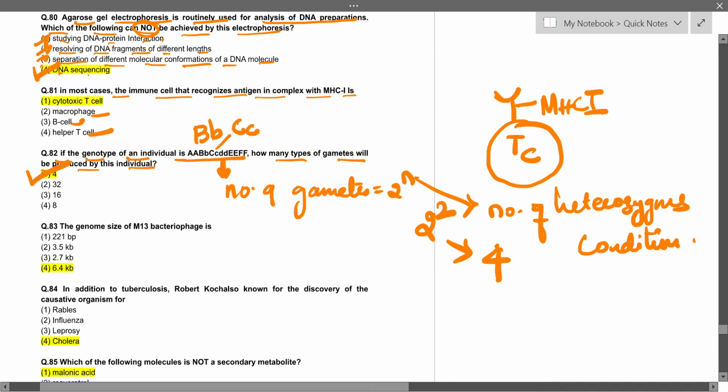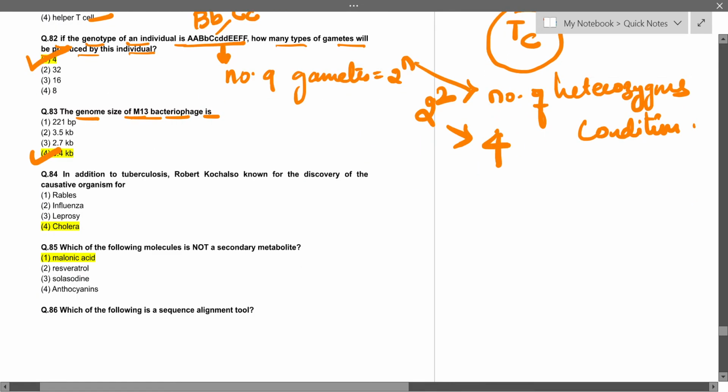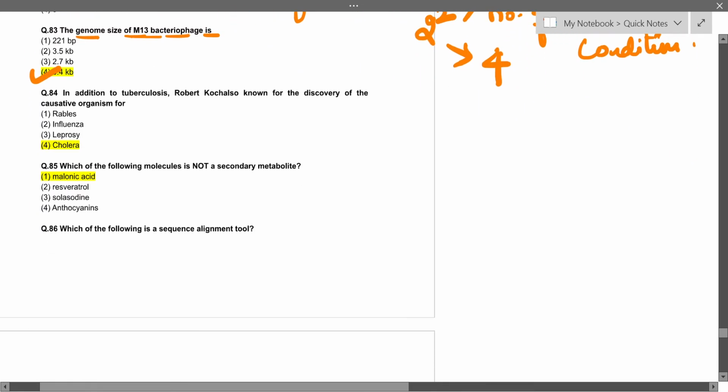Okay. Next is the genome size of M13 bacteriophage. This is a conceptual question. It is 6.4 kilobase. Next question. In addition to tuberculosis, Robert Koch is also known for the discovery of the causative organism for cholera. Which of the following molecules is not a secondary metabolite?